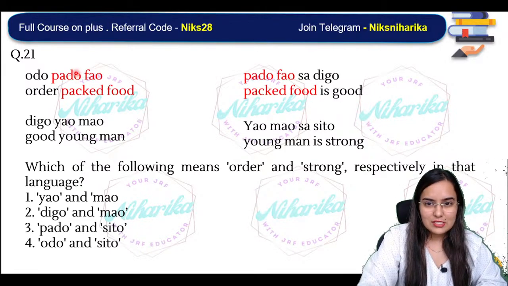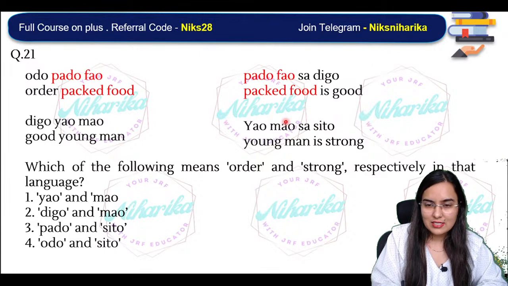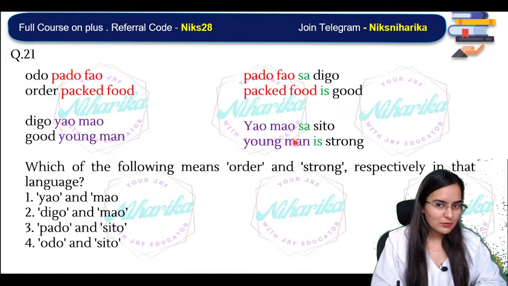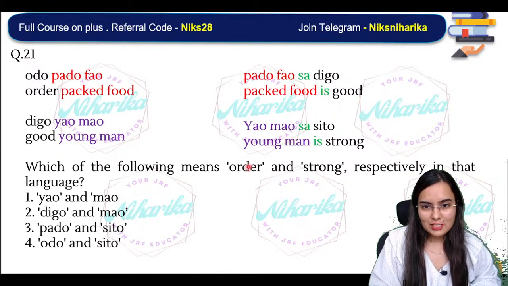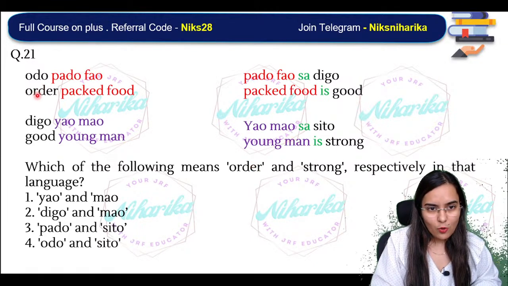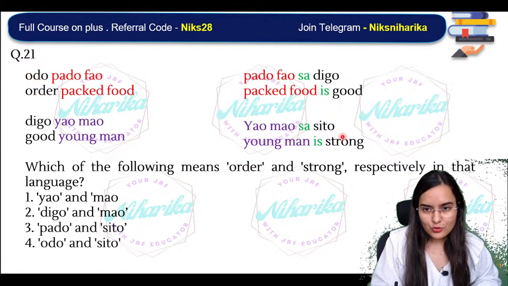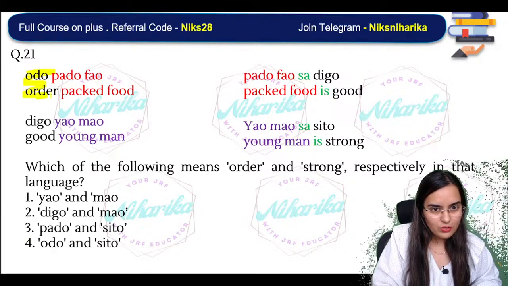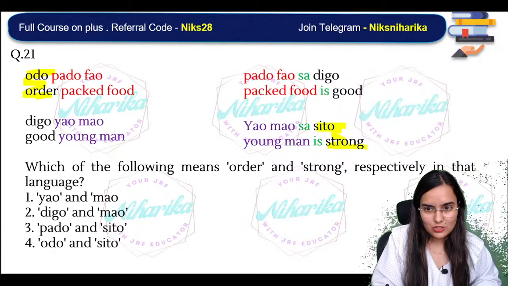Next, you can see in the second sentence and in the fourth sentence the word sa, and is is common. Next, you can see yao mao, young man. Yao mao, young man is common. So what things are left? Only order and strong. Order means odo and strong means sito. So you can definitely say order means odo and sito means strong.